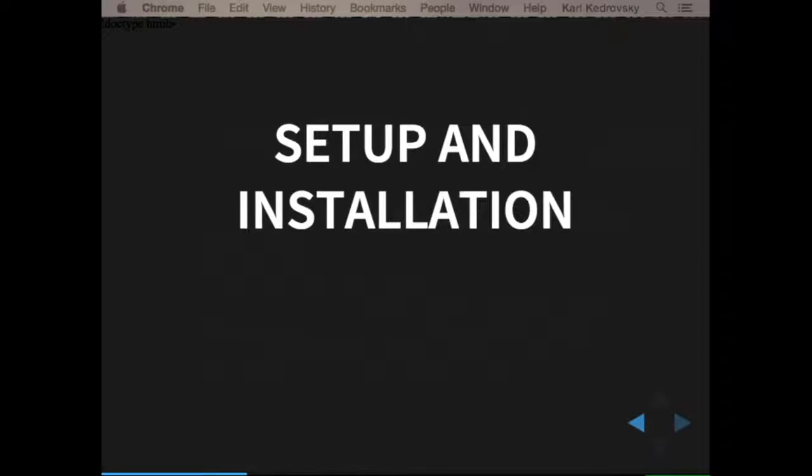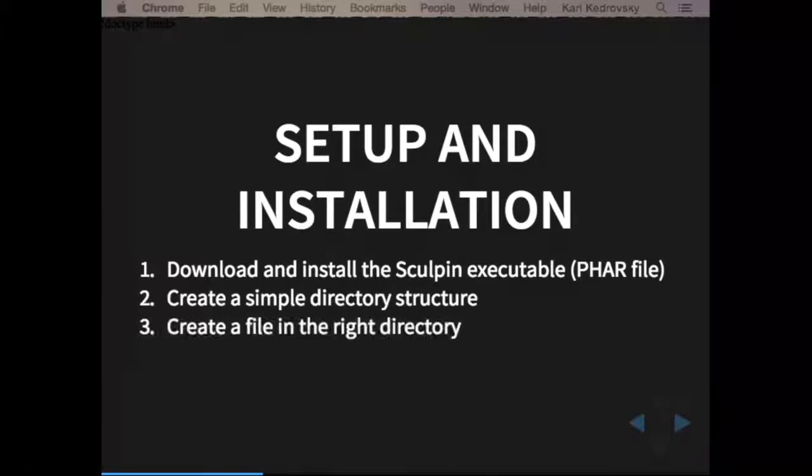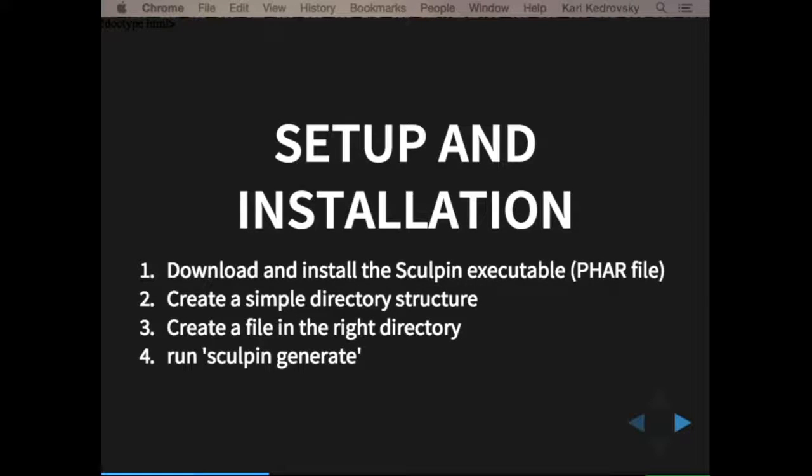Okay, so almost done with slides, almost getting ready to demo, so let's see how to install it. Now, I'm not going to do an install because you never want to use the internet in a presentation. So really all you have to do is download the executable, which I'll show you the steps for in just a second. You create a very, very simple directory structure, and we'll look at that too, and then you put a file in the right directory, and then you run this thing called Sculpin generate, and it makes an HTML site for you.